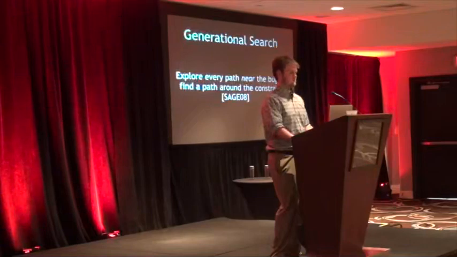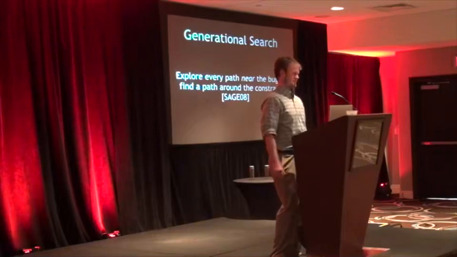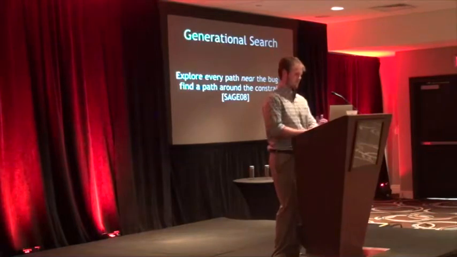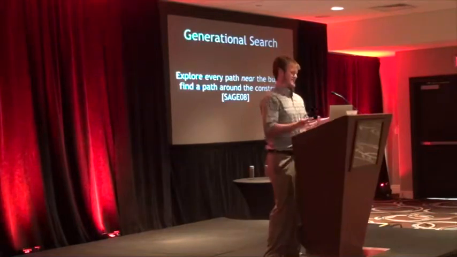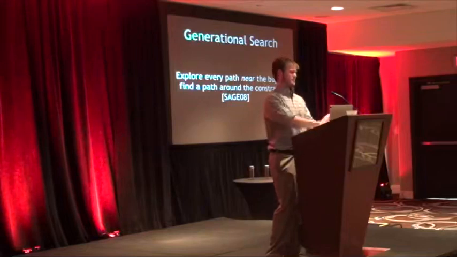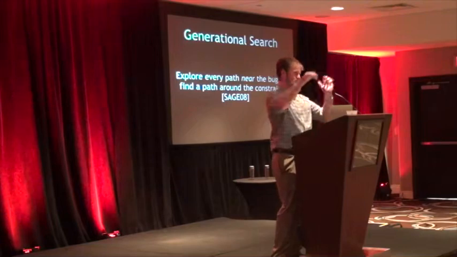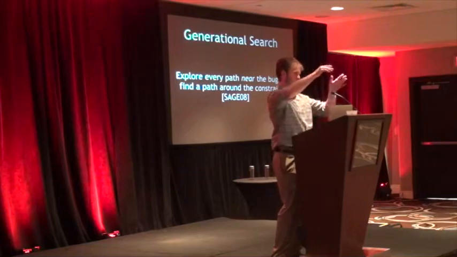So the first strategy is called generational search, that has been come up with in literature relating to this topic. The intuition behind this, and this isn't exactly written down, is that you try to explore every path, or you try to create inputs that flip branches that are pretty near the path constraint.